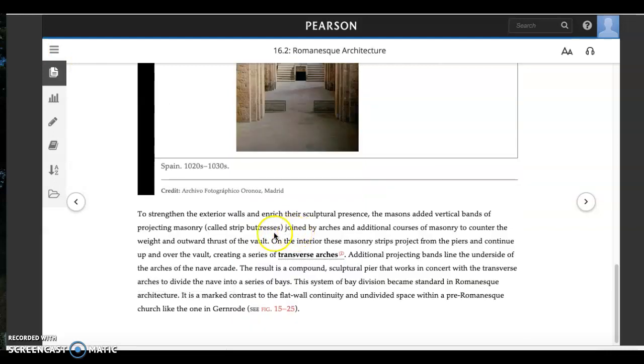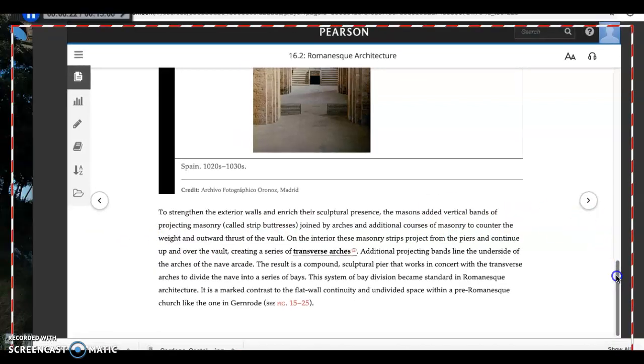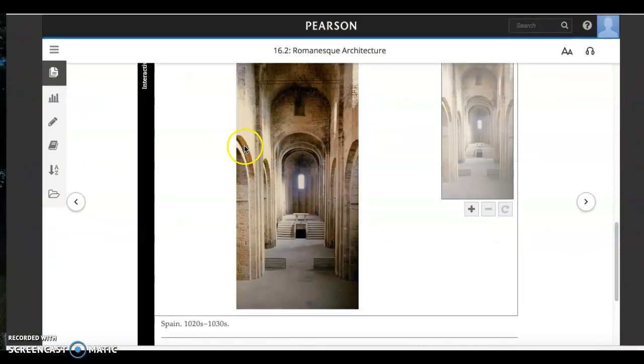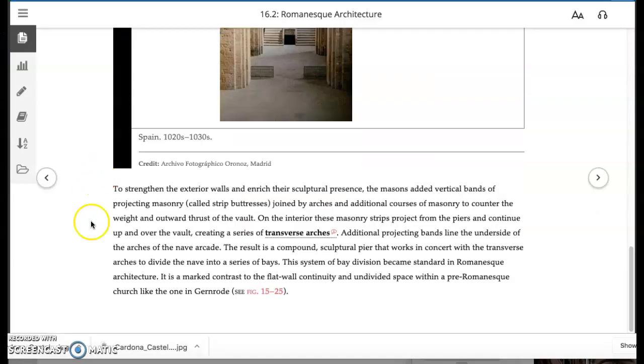When they go on to say that the strip buttresses are joined by arches and additional courses, layers of masonry, to counter the weight and outward thrust of the vault, they mean that the architects are adding layers, see the extra layers, to create more reinforcement. So the textbook authors are telling you that all of those extra layers are being added to counter the weight and outward thrust of the vault.